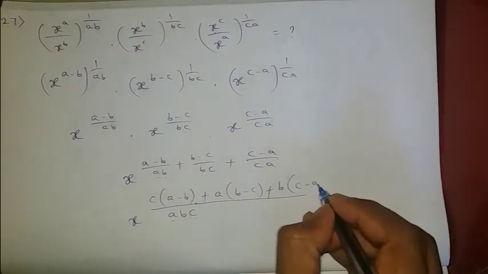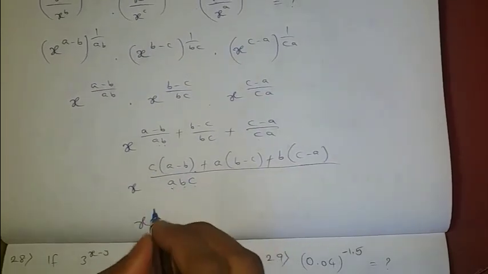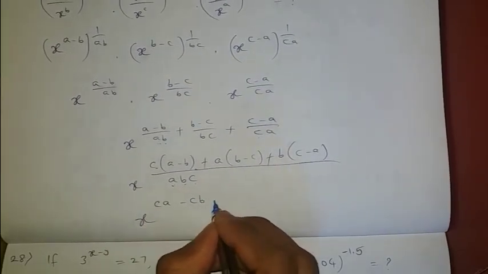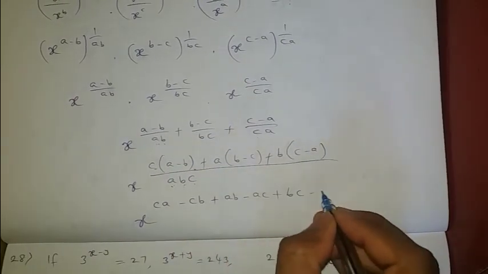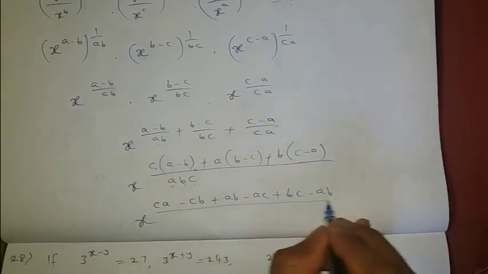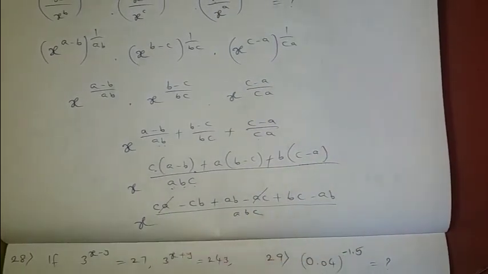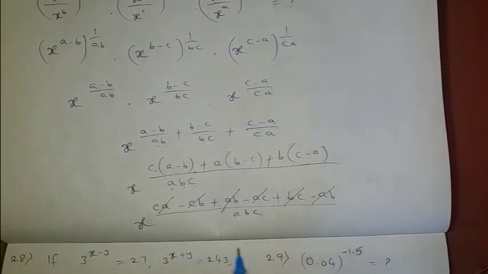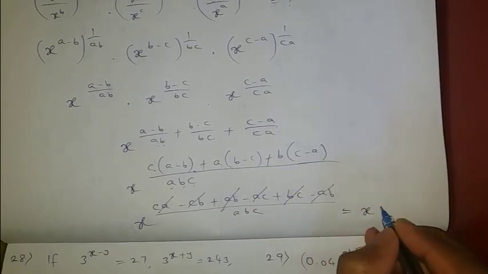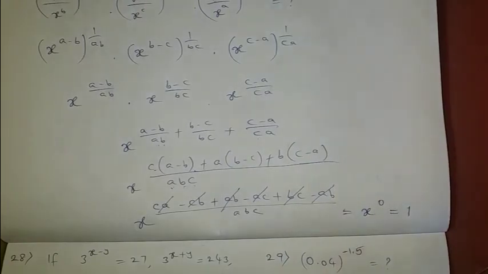multiply to the numerator. So we will get x power [c·a = ca minus c·b = cb plus a·b = ab minus ac plus bc minus ab] whole divided by abc, that is ca − cb + ab − ac + bc − ab. Everything is cancelled, so we remain with x power 0. Any number power 0 is nothing but 1.